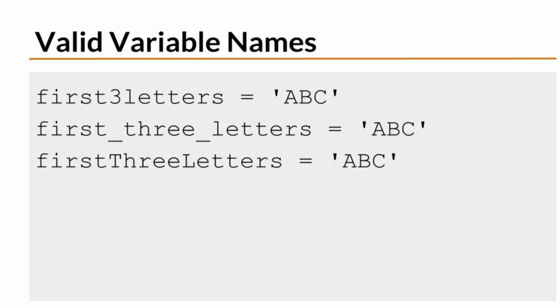Here are some examples of valid variable names. The first example is in all lowercase letters and it contains a number. However, it doesn't start with a number, so it is a valid variable name. The second line, first_three_letters, is in all lowercase and it includes underscores, which are valid. However, you can't use dashes, so first-three-letters would not be a valid variable name.